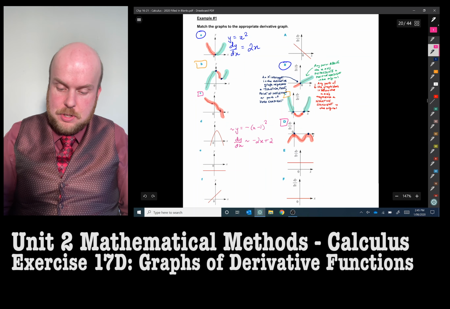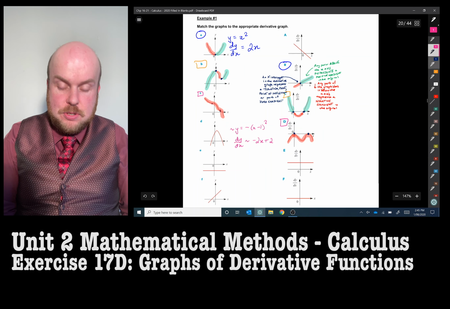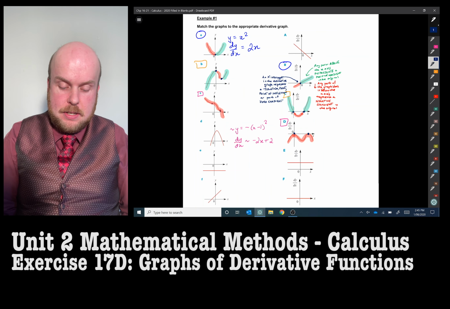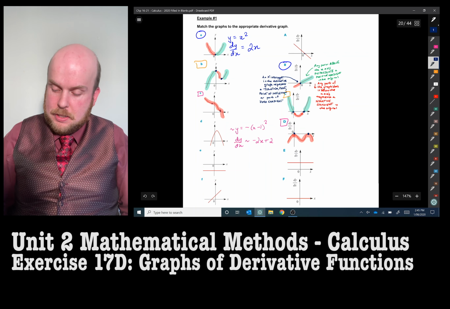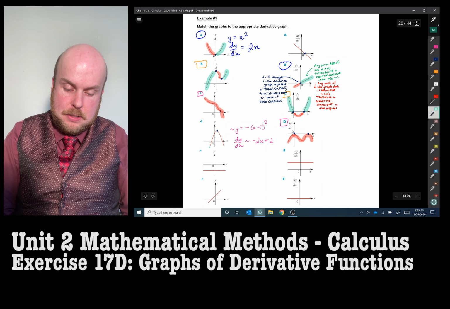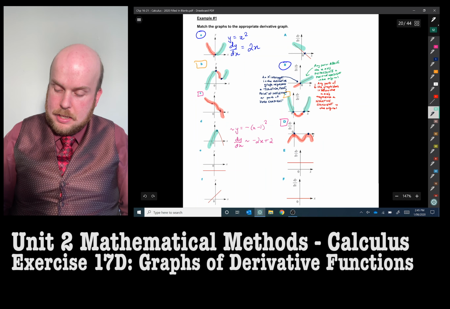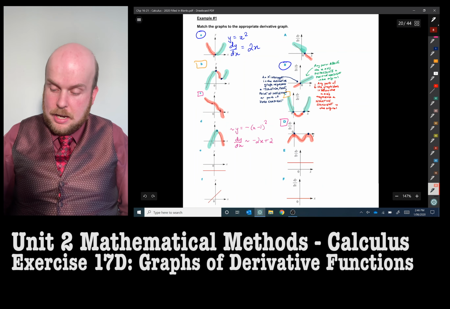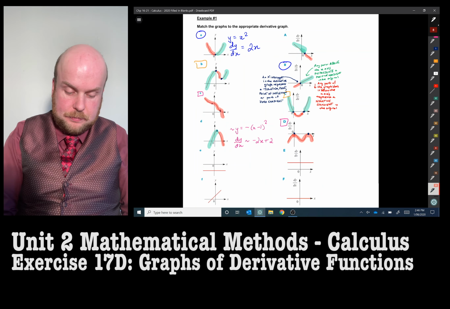So let's just double check. It should have one turning point just after the y-axis here. There it is. So that represents that turning point. It should have a positive gradient up until then, and then negative gradient and negative gradient. So those are a match.